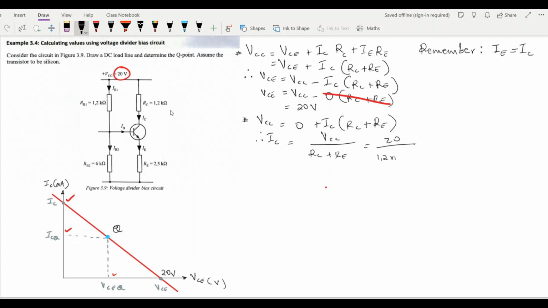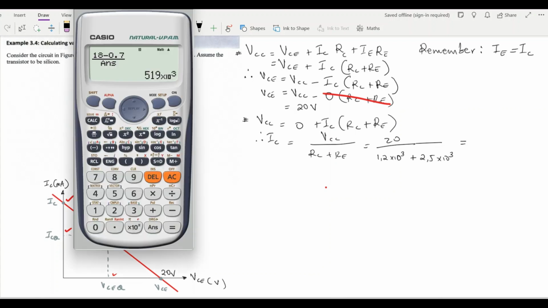1.2 exponent 3 plus RE, it's 2.5 exponent 3. What is the answer there when you punch that in our calculators? Remember, you always reset your calculator at all times. This is 1.2 exponent 3, 2.5 exponent 3, just like that. And our answer here for this current will be 5.405.